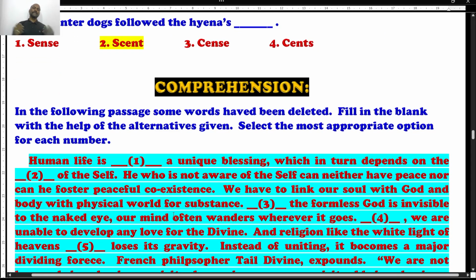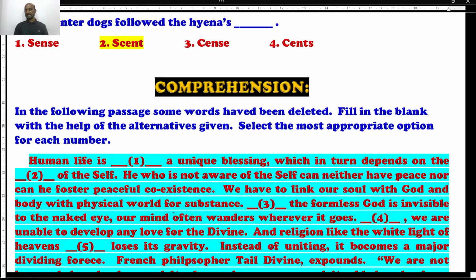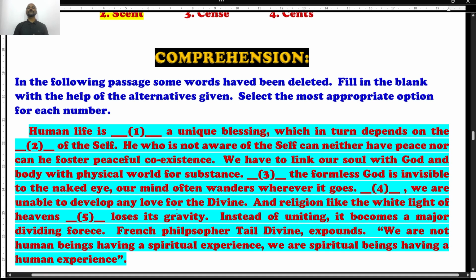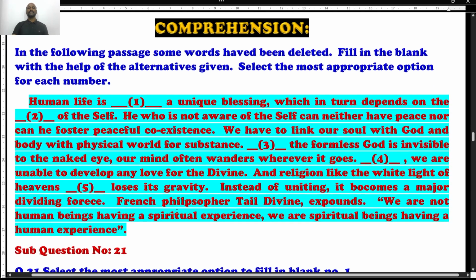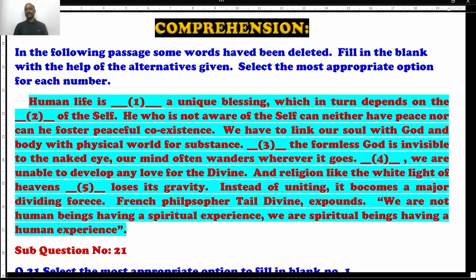Well, for MTS, CGL, and CHSL, the most challenging question is the comprehension passage. So all you have to do is read the passage once or twice, just blindly. Just get to know what the given passage is about, on whom, on what. Well, let me read the passage for you. Students, you find 5 blanks in the passage. Of course, you do have different 5 options. Well, let me read it.